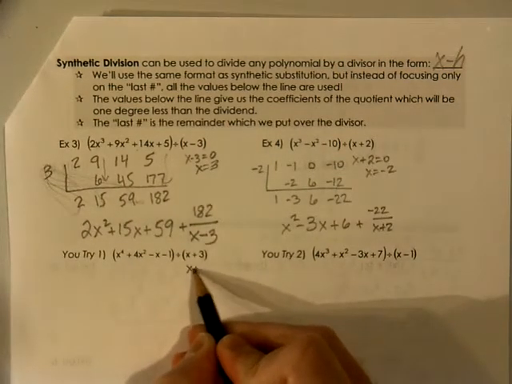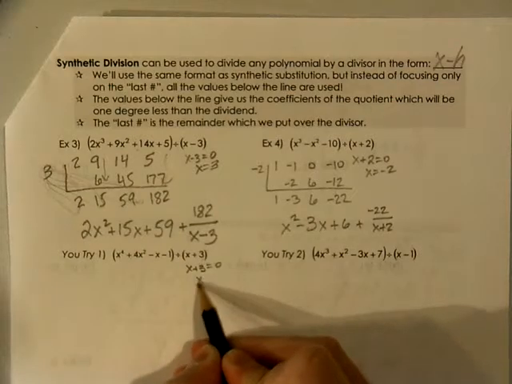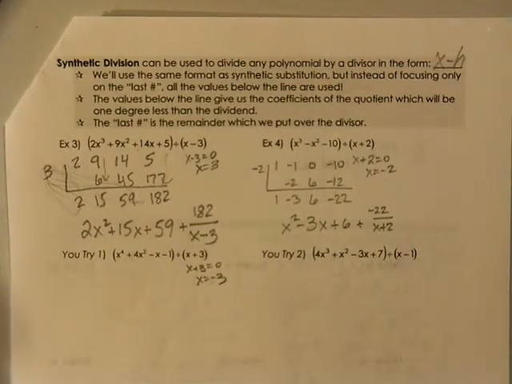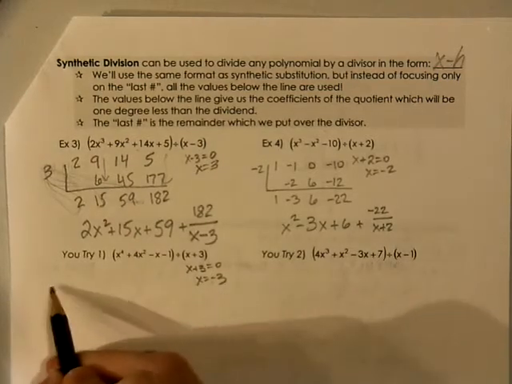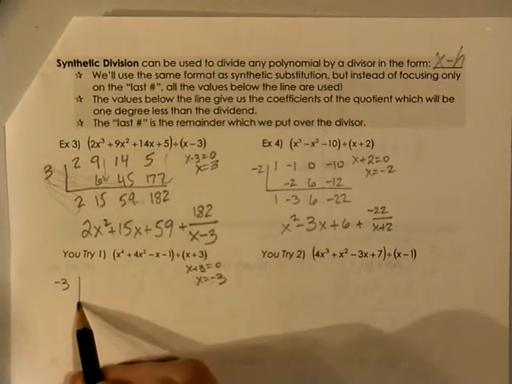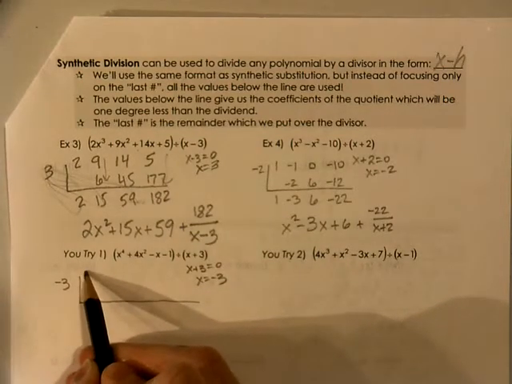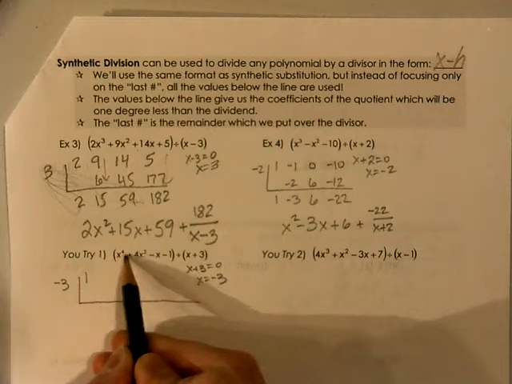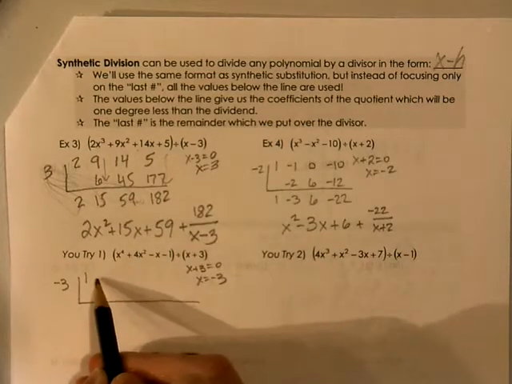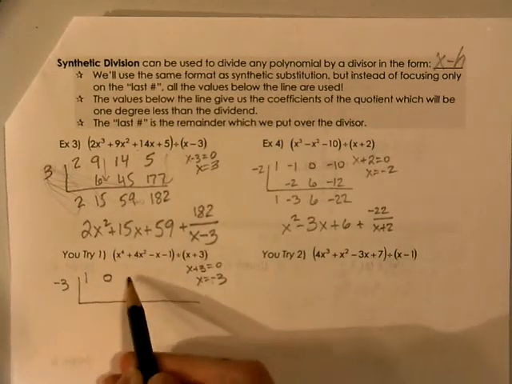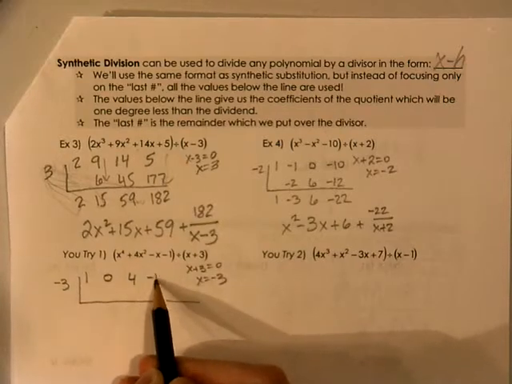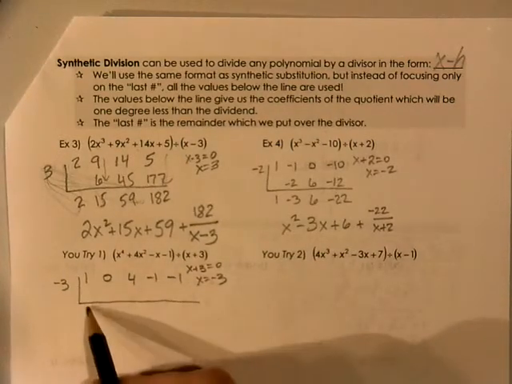So we're going to take the x plus 3 and set it equal to 0 and get negative 3. So then we put the negative 3 off to the side, and we get 1. So we're missing an x cubed, so we have to put a 0 in for that. Then 4, negative 1, negative 1.